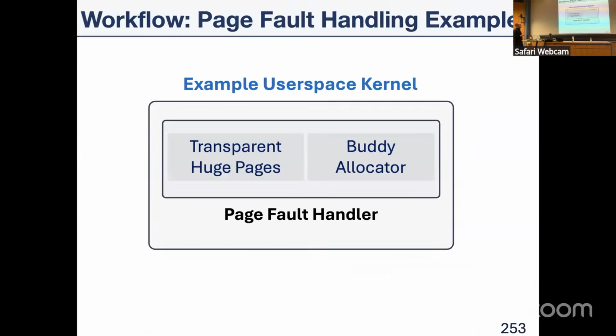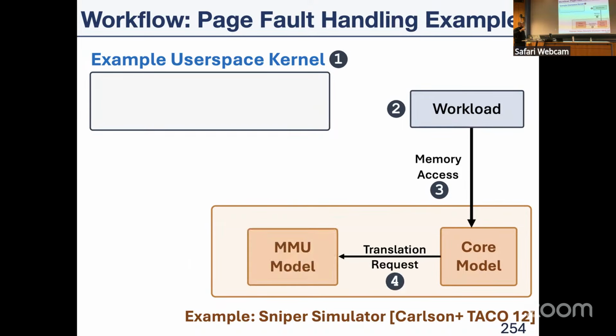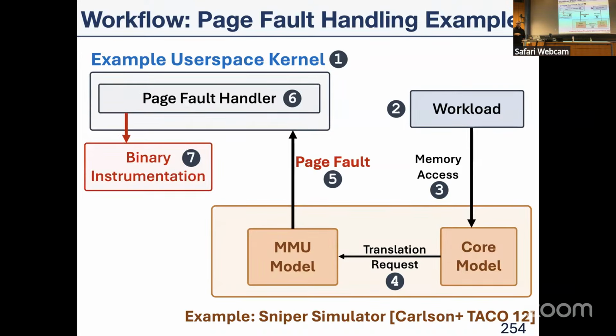A more detailed example here: we have our workload that generates a memory access. The memory access goes through the performance model. For example, I have the Sniper simulator on the bottom. The core model generates the translation request. The translation request goes through the MMU. I have a performance model for the memory management unit where all the TLBs and page table walkers reside. And then it generates a fault. So I send a signal, an actual operating system signal, to the user space kernel, which says, okay, I will start running the handler right now. I will handle your fault. I will establish the virtual to physical mapping.